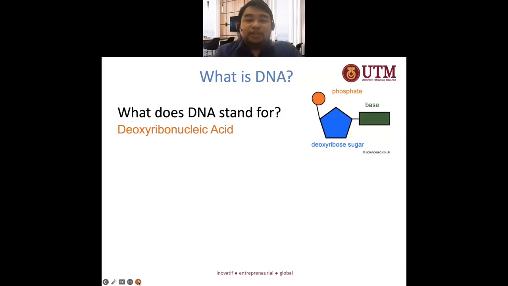All right. So DNA, deoxyribonucleic acid. As you see at my pointer here, this is the basic structure of DNA. It is comprised of deoxyribose sugar, which is the center of the DNA, and it is connected to a phosphate group, and it is also connected to a base. The base here is very important. This phosphate and deoxyribose sugar will act as your DNA backbone. The base we will look at later on.